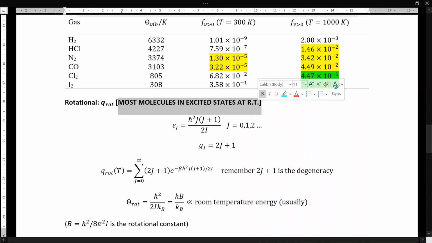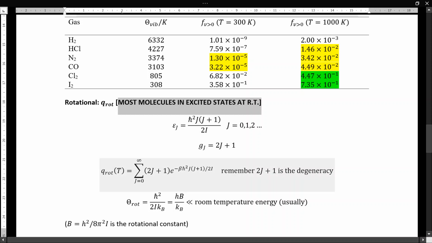So the energies are given by h cross square j into j plus 1 by 2I, and the degeneracies are given by 2j plus 1. So Q rotational is simply the sum over j equal to 0 to infinity of 2j plus 1 times e to the power minus beta h cross square j into j plus 1 by 2I.